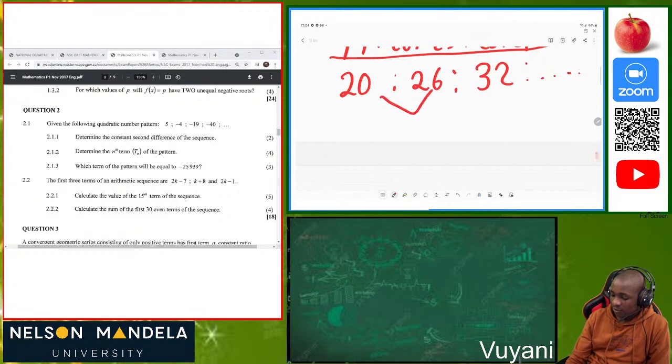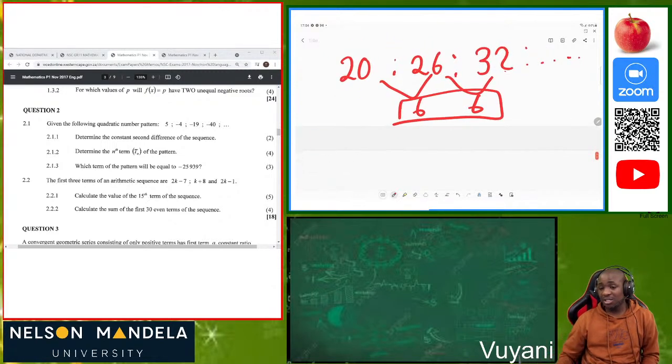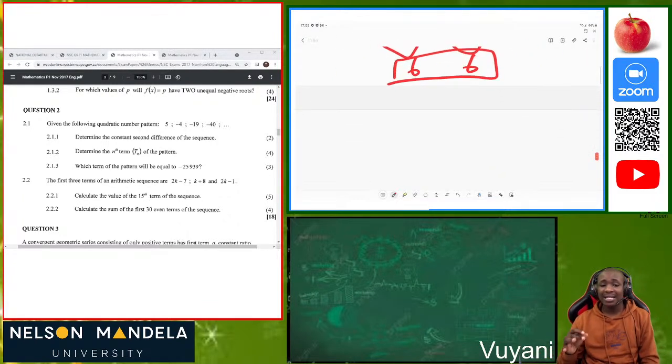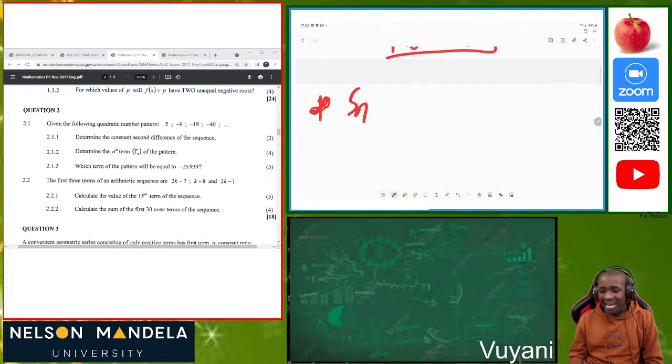Let's check the common difference. 26 minus 20 is 6. 32 minus 26 is also 6. So we have the constant difference, which is positive 6. Now, they want the sum of the first 30 even terms. We now have this nice formula for calculating the sum of an arithmetic sequence or an arithmetic series.